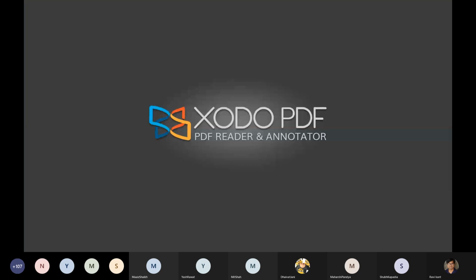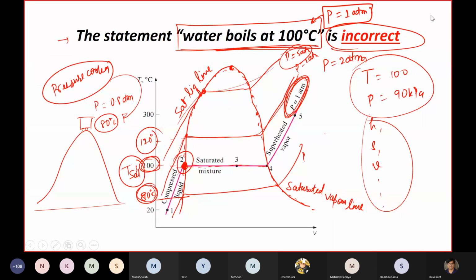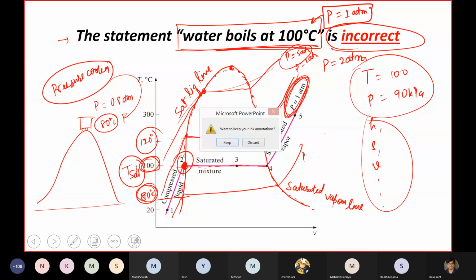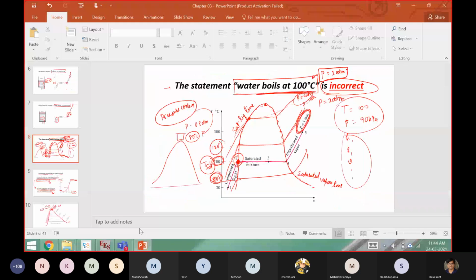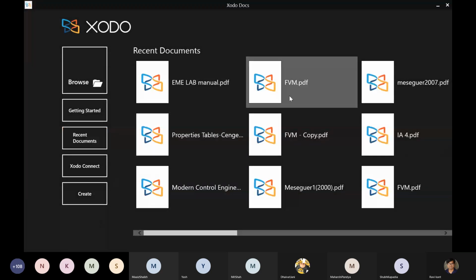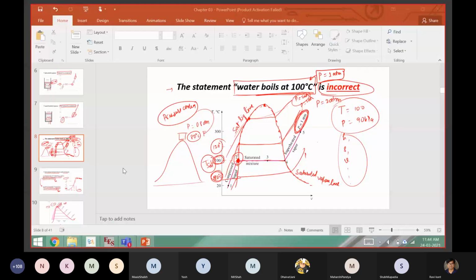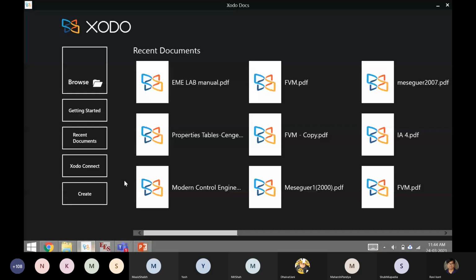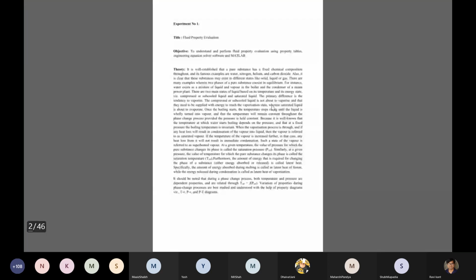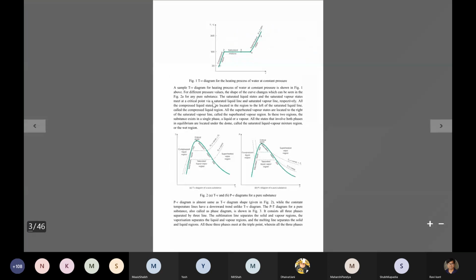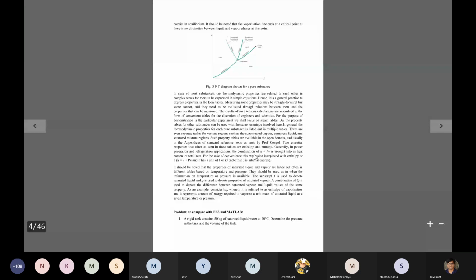Now let me go quickly to the software part. Let's finish this lab, or maybe I'll quickly do one. So this is how it is. You can go through this lab manual, and we'll do one exercise here.